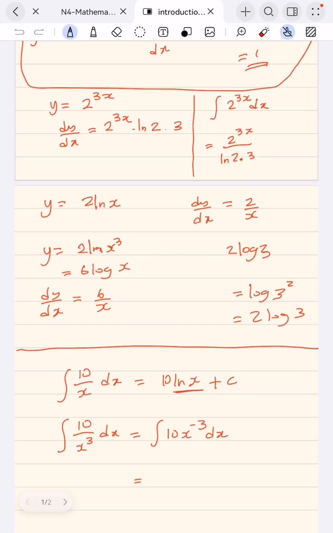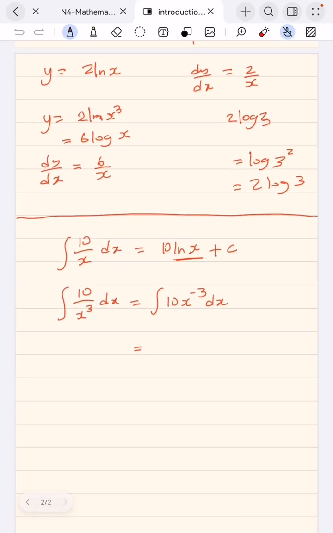So, this one I'm going to leave 10 as it is. I'm going to add 1 to minus 3, I get minus 2. Then divide by minus 2. Usually in N4 they say leave your answer in positive exponent. We know 10 over minus 2 is minus 5. If we take x to the minus 2 to the bottom, it becomes x squared.